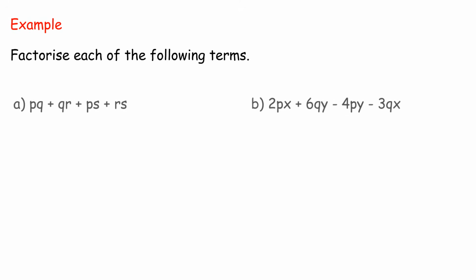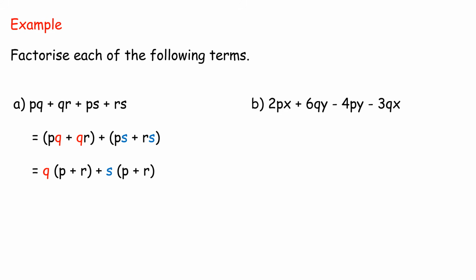Factorize each of the following terms. A. PQ plus QR plus PS plus RS. Group terms with common factors in a bracket. Equals PQ plus QR plus PS plus RS. Take out the common factors. Equals Q times P plus R plus S times P plus R. Equals Q plus S times P plus R.